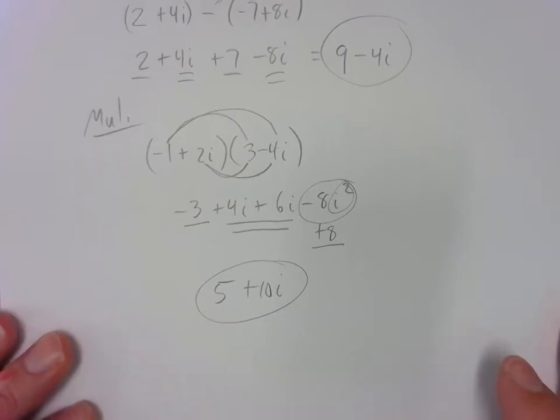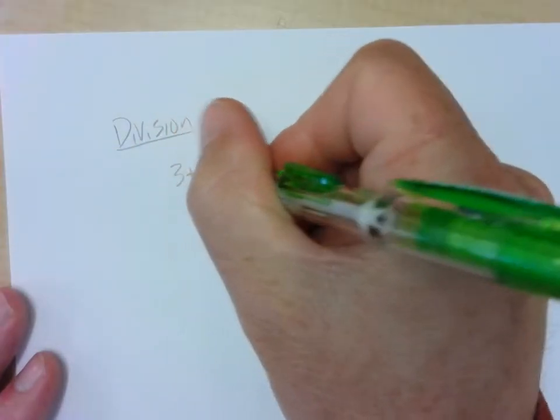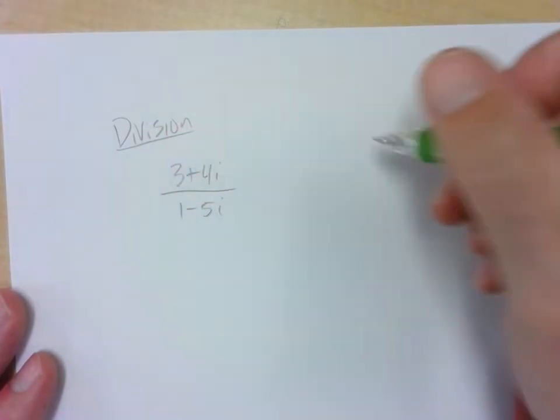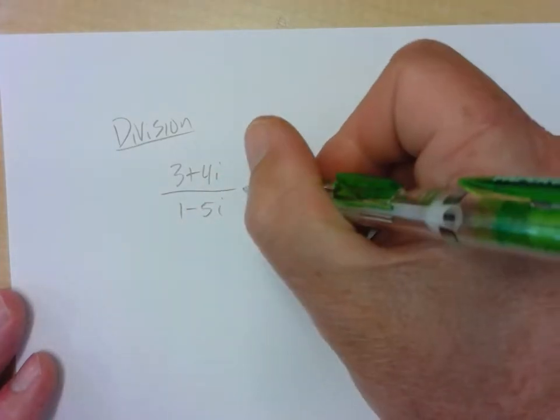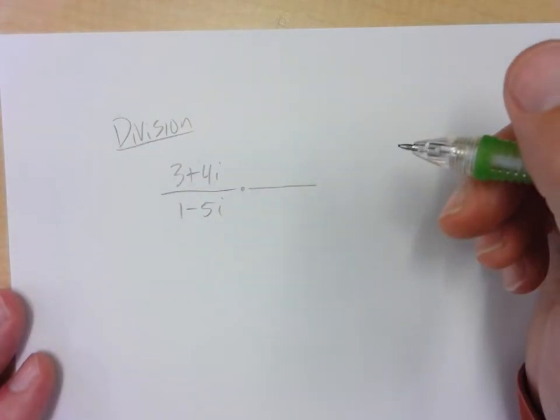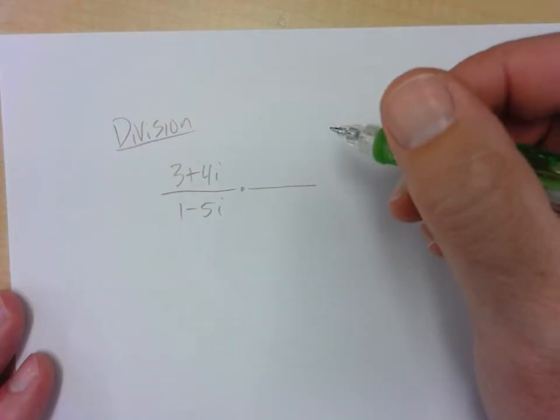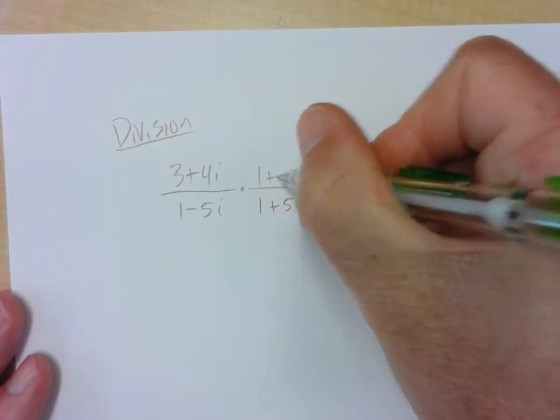Then we have division. Division is more like just simplifying a fraction. So we have 3 plus 4i over 1 minus 5i. What we're going to do is get rid of the i, the complex number on the bottom of the fraction. So we're going to rationalize the denominator, make it a rational number. So we're going to multiply by what's called the complex conjugate. It's the same binomial, but it's going to be a plus 5i instead of a minus 5i.